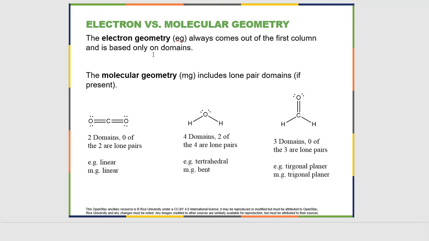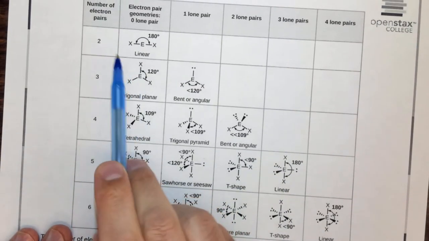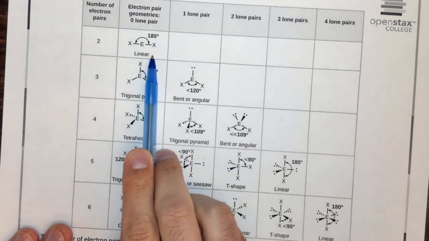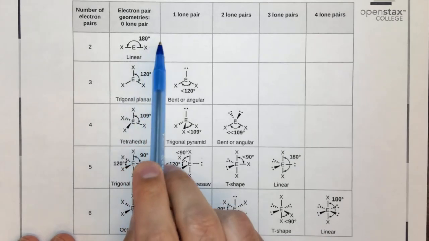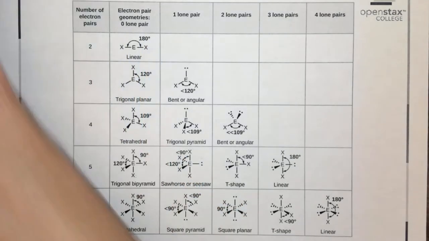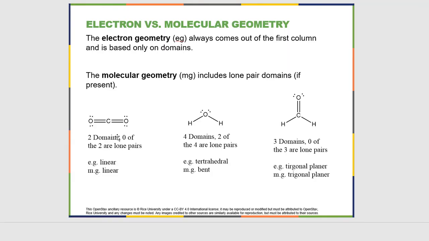So if I want the electron geometry, I consider the domains only. So I go to two domains, which is linear. So the electron geometry here is linear. Since none of these domains are lone pairs, zero of the two domains are lone pairs with respect to carbon, the molecular geometry is the same. Whenever you have no lone pairs on the central atom, the molecular and the electron geometry are the same. So this is electron geometry linear, molecular geometry of linear.